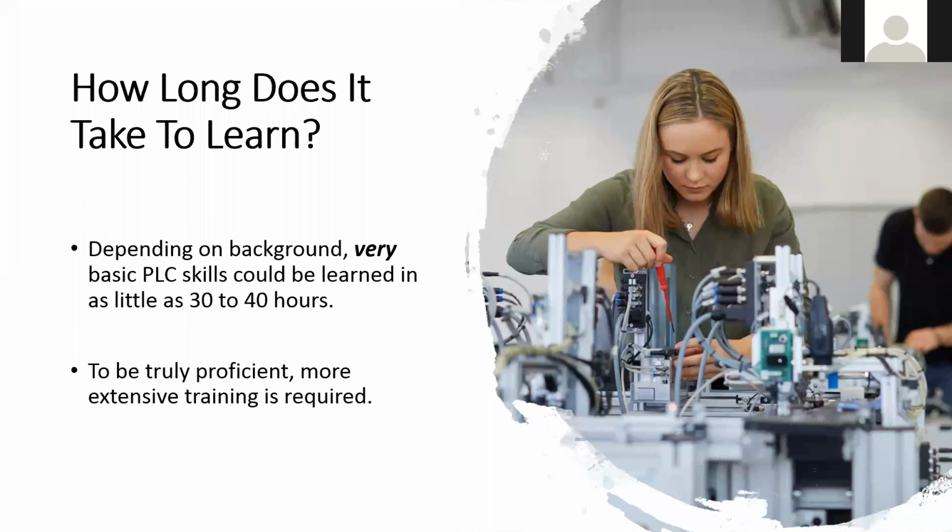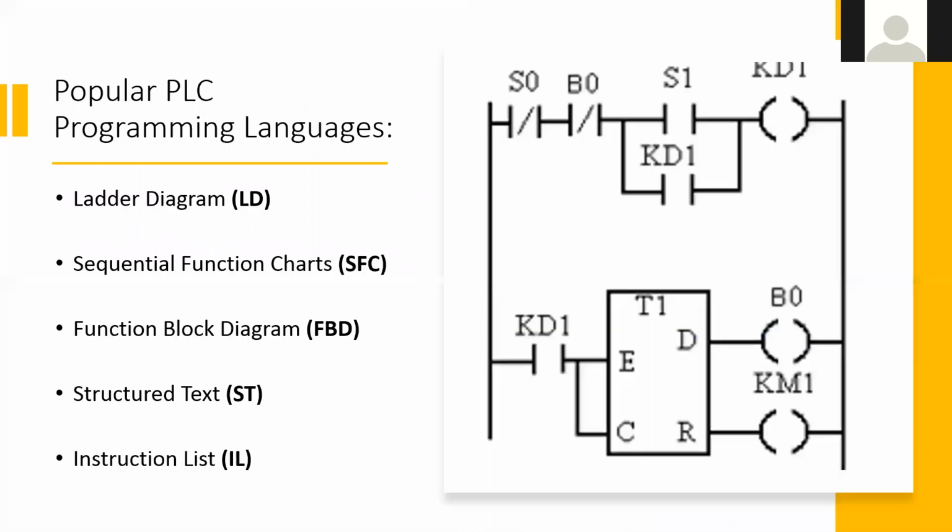So how long does it take to learn PLC programming? Well, depending on a student's background and experience, very basic PLC programming skills can be learned in as little as 30 to 40 hours of training. Of course, to become truly proficient in all 5 of the most widely used PLC programming languages, as you see listed here on the screen, as well as learning how to efficiently troubleshoot and address errors and equipment breakdowns, more training, of course, would be required.